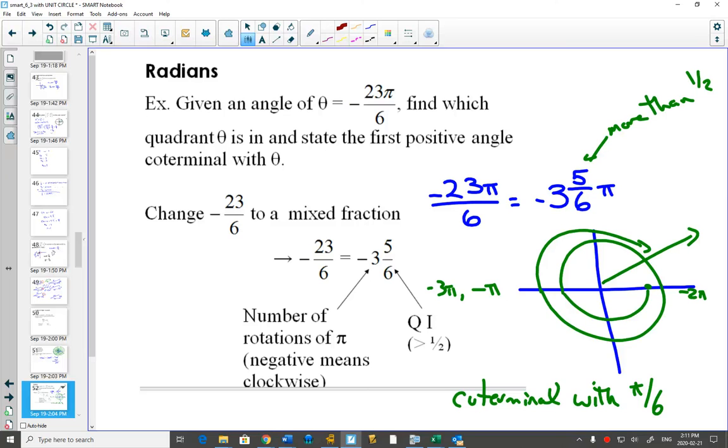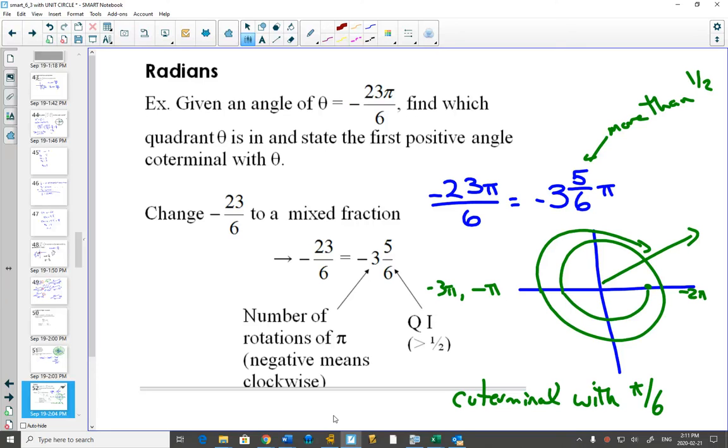The really nice thing about radians is you could quickly tell the reference angle. With 4,300 degrees, could you tell that it was a 20 degree reference angle easily? Oh yeah, no problem. With 340, it's not hard to see that the reference angle is 20. But 4,300, not easy to tell that the reference angle is 20. With radians, negative 23 pi over 6, I can tell right away the reference angle is pi over 6. If it was negative 37 pi over 4, I could tell right away the reference angle is pi over 4.